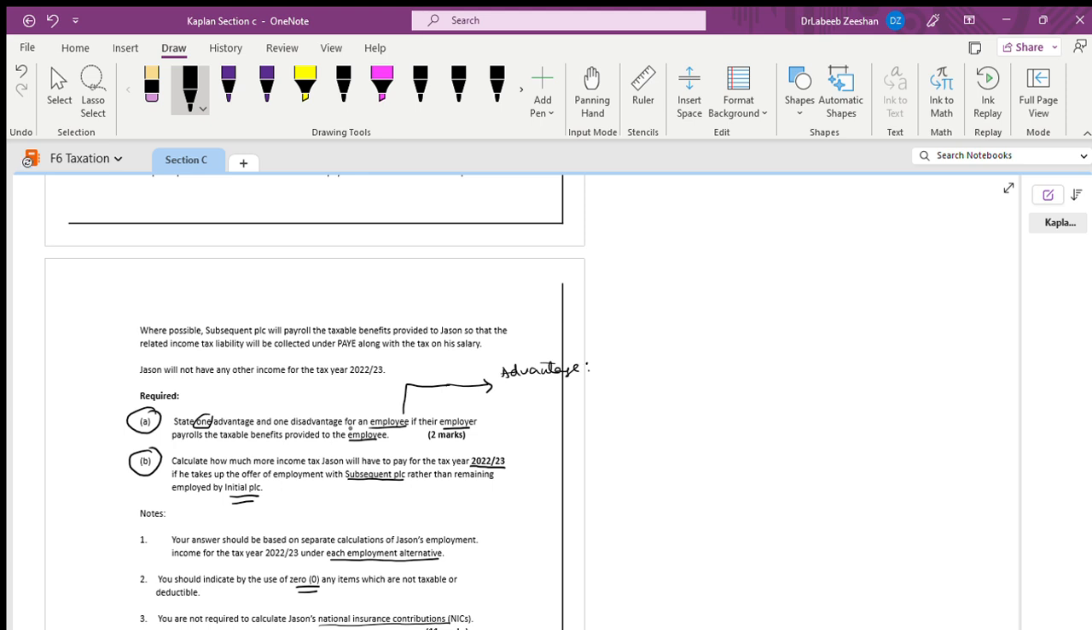When we are talking about the employee, what they are asking us is, if the employer payrolls the taxable benefits provided to the employee, actually, if you take that into consideration, there is no need to declare any benefits of the employee. Is it right? I'm just writing in brief.